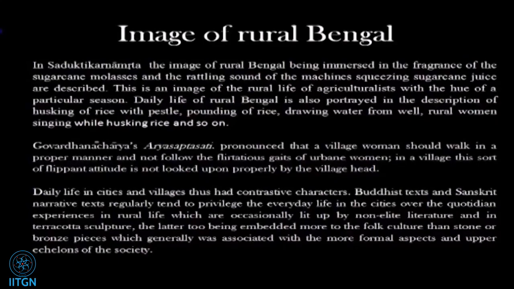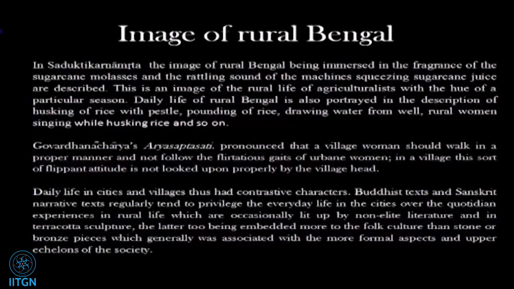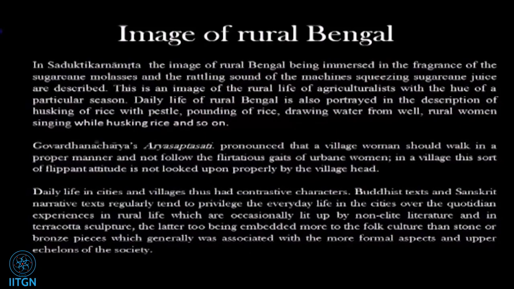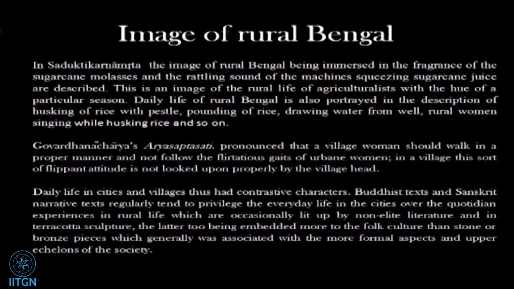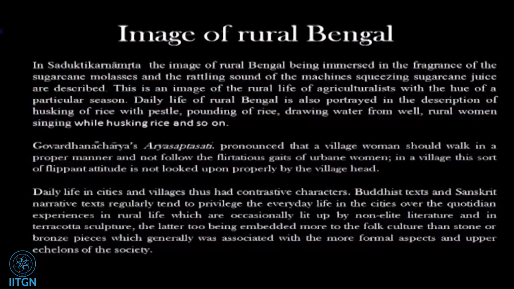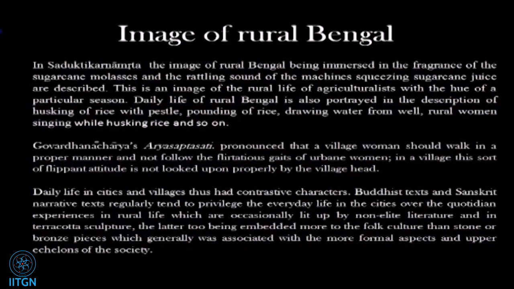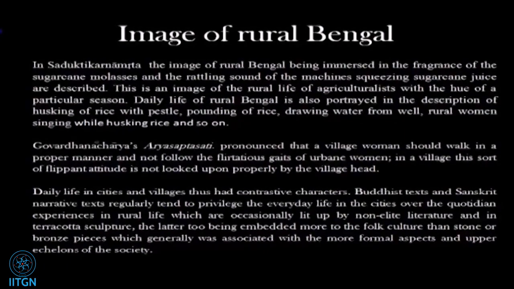So finally, when I'm concluding, I mentioned the Saduktikarnamrita or Govardhanacharya's Arya Saptasati, with the village woman. I should like to finish with this, that when we look at daily life, there was also urbanity, and rural settlement, all were entwined with each other. But again there was a time when we have some kind of text like Govardhanacharya's Arya Saptasati, where people from the urban milieu were sometimes ridiculed and not appreciated. And therefore he writes that a village woman should walk in a proper manner and not follow the flirtatious gaits of urbane women. In a village, this sort of flippant attitude is not looked upon properly by the village head. So these kinds of descriptions are also there.